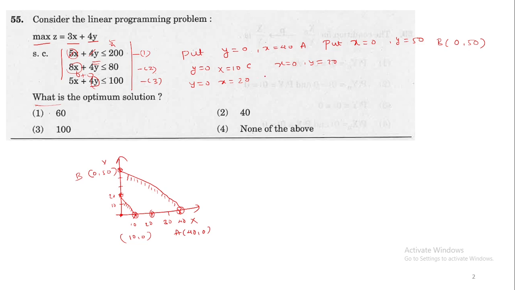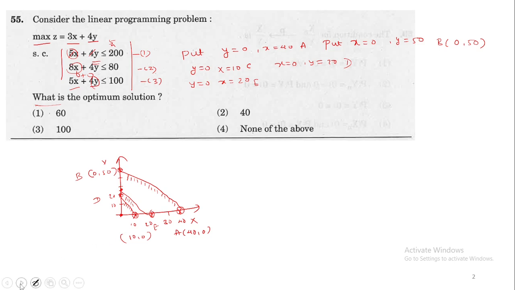Let us call this point D, and let us say this other point is E. Then put x equals 0. So 4y is less than or equal to 100, which means y takes the value 25. So 25 is somewhere here, and this is 25 and this is 20. So this is one more line. If you put both x and y as 0, 0 plus 0 is less than 100, so the feasible region is towards the origin.